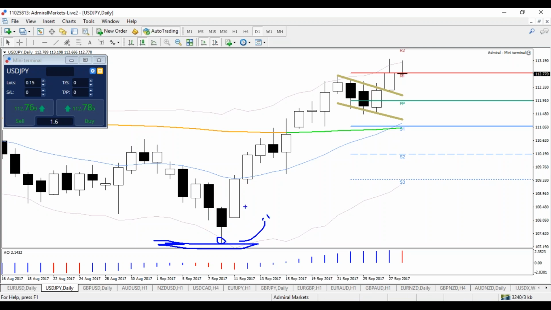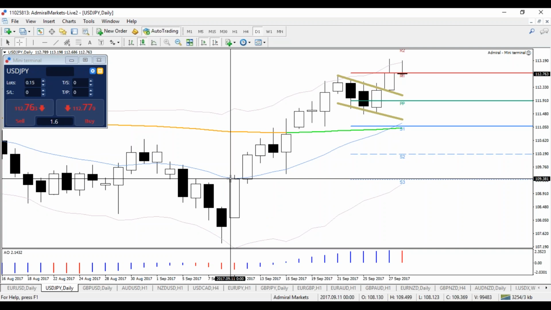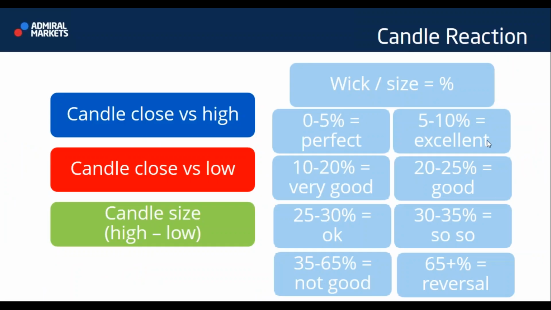All right. What do we see? We see a wick. That's not enough, but this bullish candle is. Look at that bullish candle, because look at the close. I'll give you the percentage right now. The high and the low difference is 137 pips, and the close is 13 pips away. So 13 divided by 137 is 9.5%. So from our table here, we know that 9.5% is excellent.